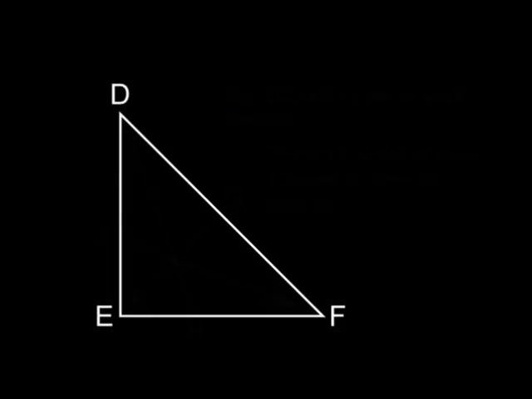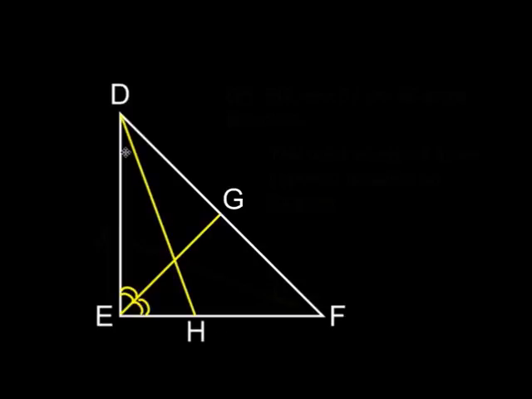Now, just like with median and with altitude, we can have three angle bisectors in each triangle. So for example, here we have EG. This is an angle bisector. Here we have DH. This is also an angle bisector. And here we have FJ, and this is also going to be an angle bisector. Okay, so here we have three different angle bisectors.